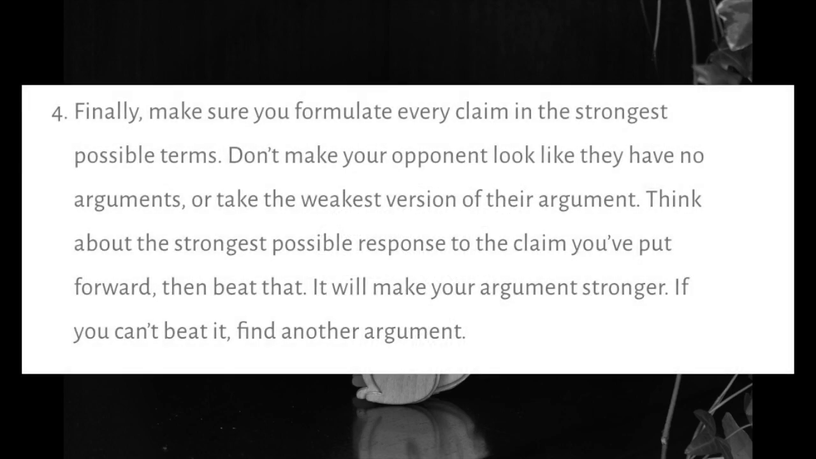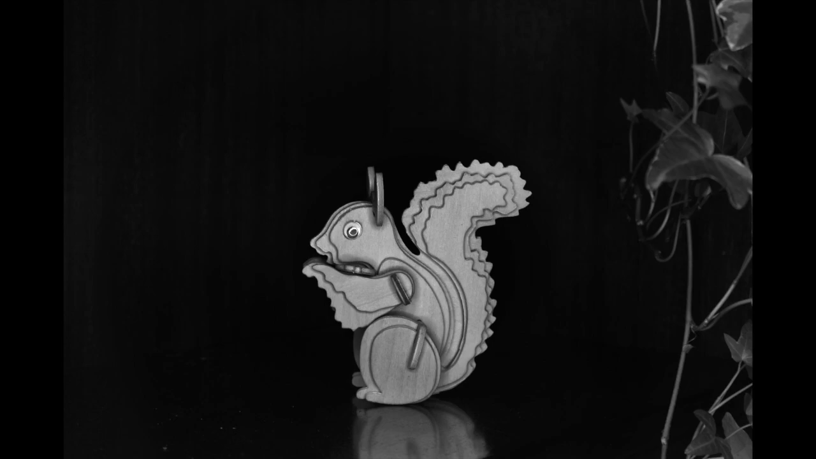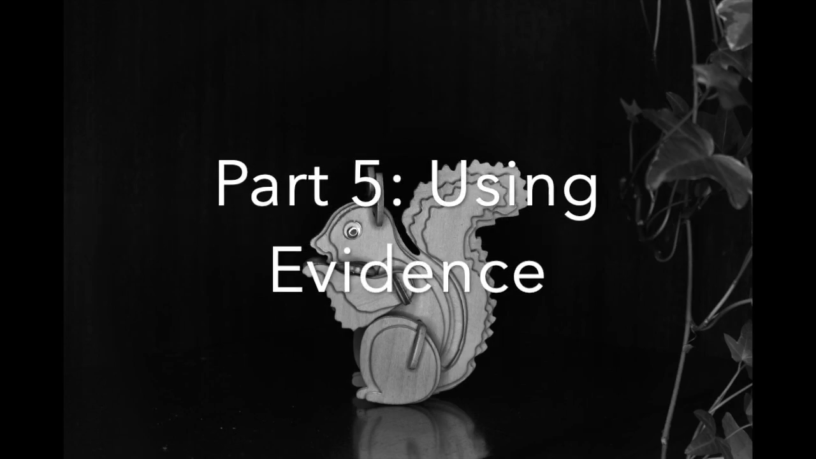Finally, make sure you formulate every claim in the strongest possible terms. Don't make your opponent look like they have no arguments or take the weakest version of their argument. Think about the strongest possible response to the claim you put forward, then beat it. It will make your argument stronger. If you can't beat it, then you can find another argument, or you can concede some of the ground and show why their claim might make some limited headway into beating you, but that ultimately there's some stuff still left standing. Part 5. Using evidence.